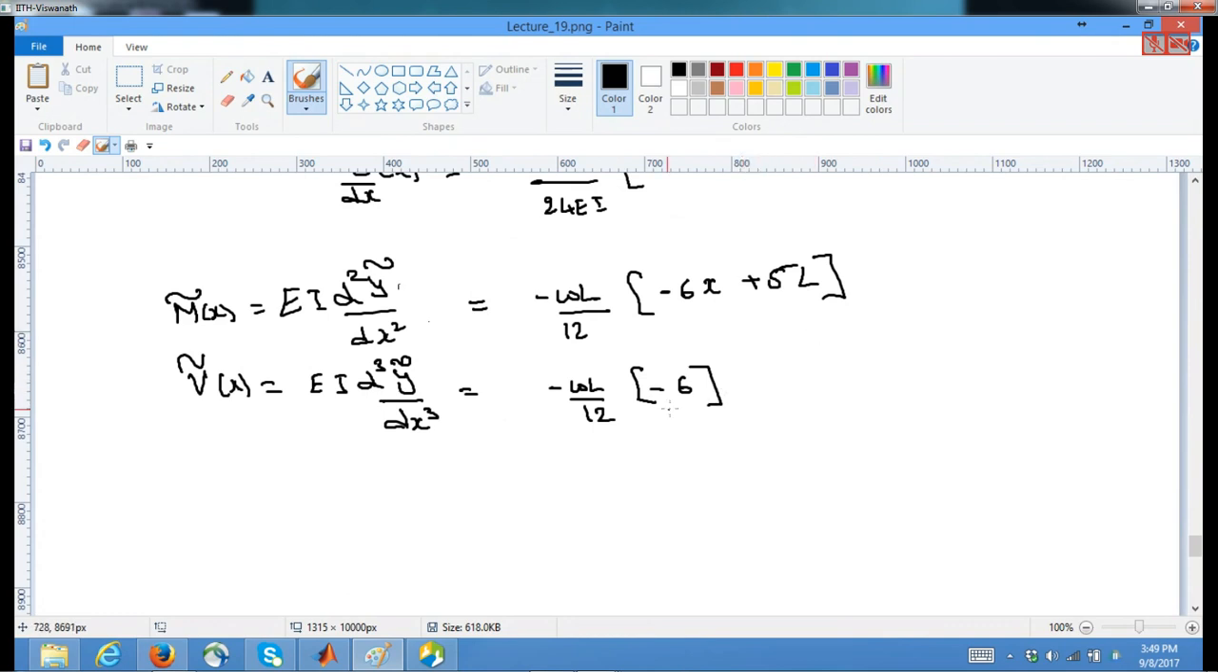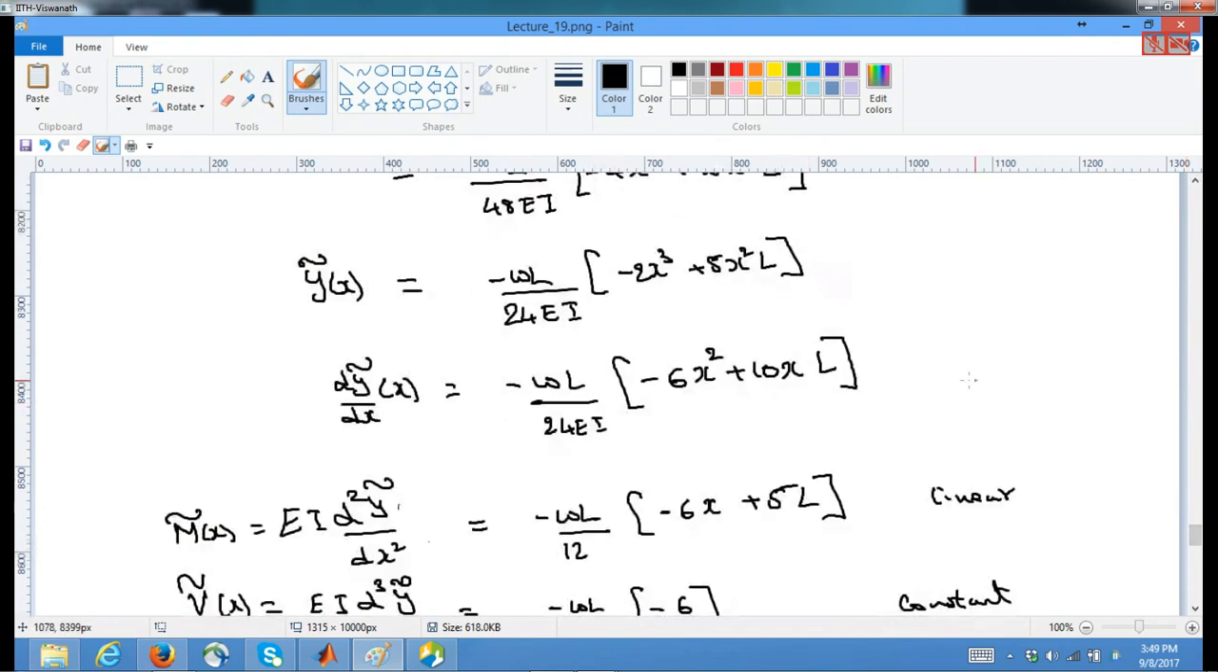So if you have seen, V tilde of x is a constant, M tilde of x is linear. Since we are differentiating, it would be like this. This is quadratic, this is cubic.